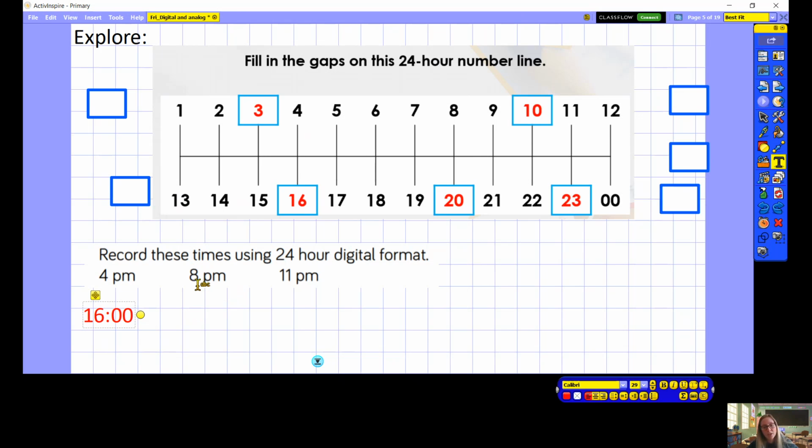Can you now have a go at recording 8 p.m. and 11 p.m. as a digital time, please? Okay, so 8 p.m. I can use this table again to help me. 8 p.m. would be 20:00, and 11 p.m. would be 23:00. So those 3 times, that's how they would be written as 24-hour digital times. And this number line has helped me to work that out.